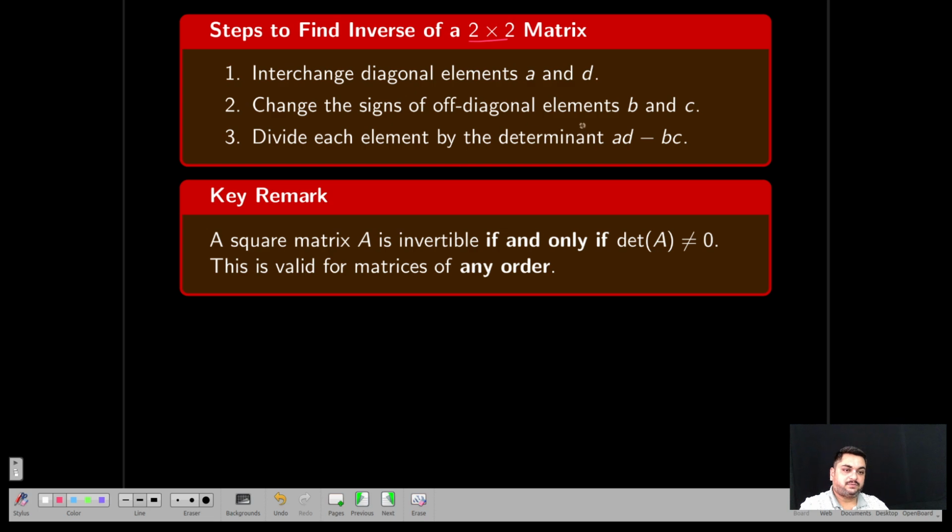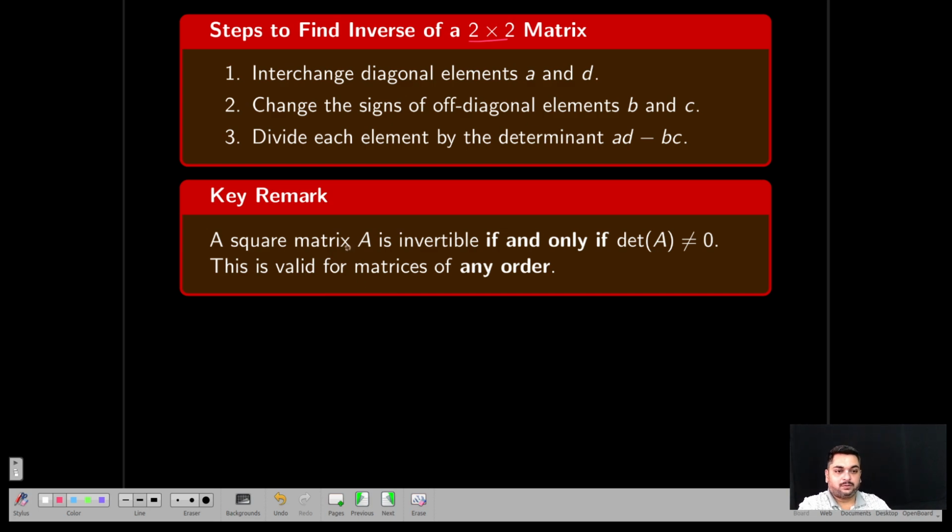Then change the signs of the off diagonal elements. Off diagonal means other than the diagonal; one more diagonal will be there, right? In a matrix there will be two diagonals. One is the principal or main diagonal and the other is the off diagonal. We call the other one the off diagonal.